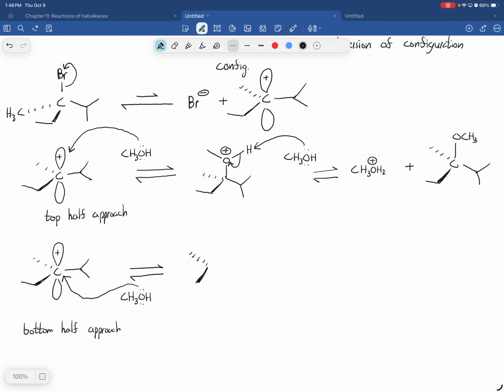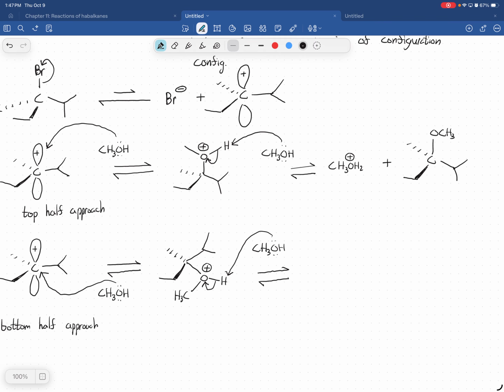All right, we still have the ethyl group here. Now, you see here the oxygen from the methanol is going to approach from the bottom half. So I drew it like this. So we have a plus charge. And then methanol, another methanol molecule, will come in and remove this hydrogen. And then you will get your second product here, along with protonated methanol again.